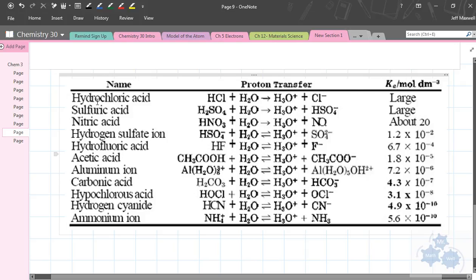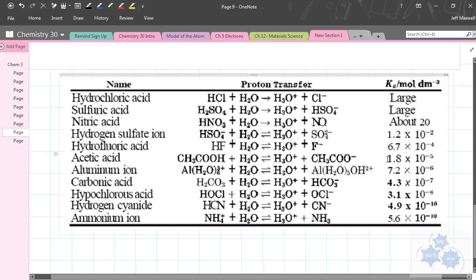But if we move down the list here, sulfuric's pretty strong. Nitric is really strong too. But if you look down here, let's go to acetic acid. Okay, so acetic acid right here. Does anyone know where the acetic acid is found? Vinegar. Yes, that's right. It's commonly found in vinegar. That's usually the first one that people mention.